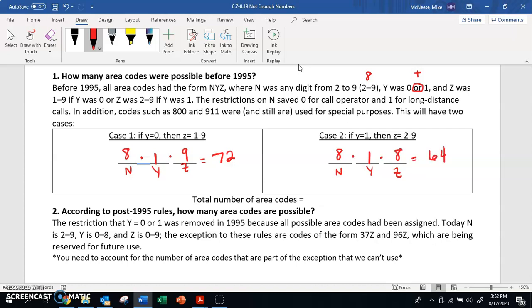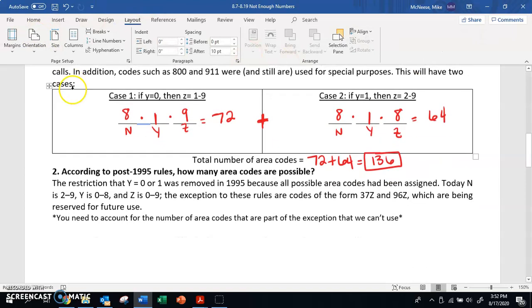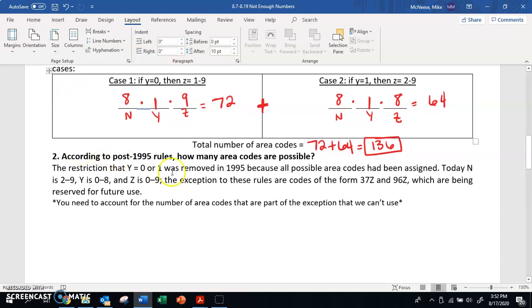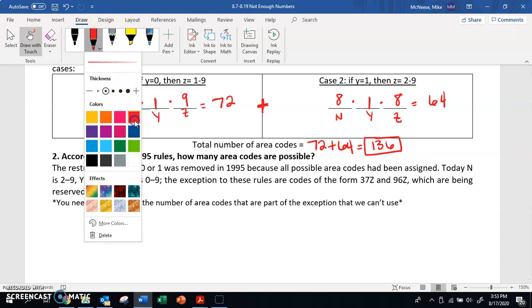And remember how up here we said 0 or 1 means addition? All we're going to do is add these two possible totals together. So 72 plus 64 equals 136 possible outcomes. Okay? And now it says, according to post-1995 rules, how many area codes are possible?